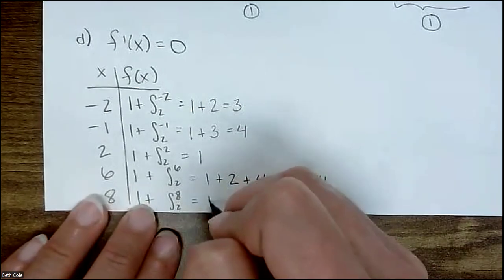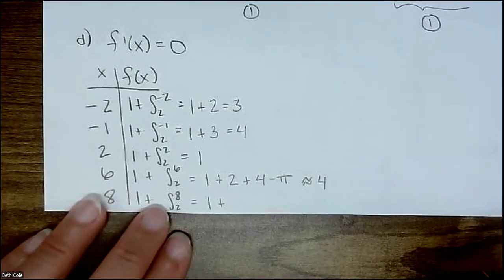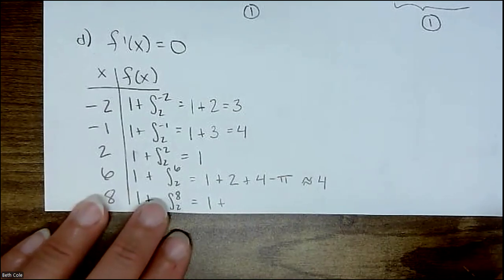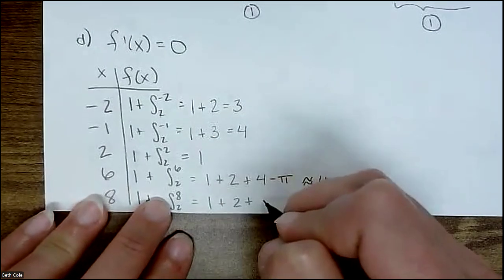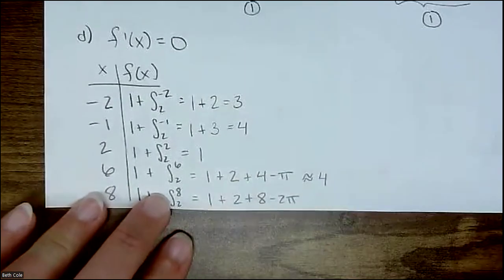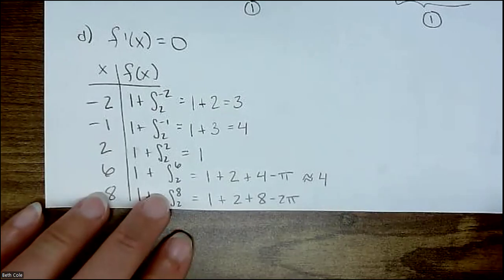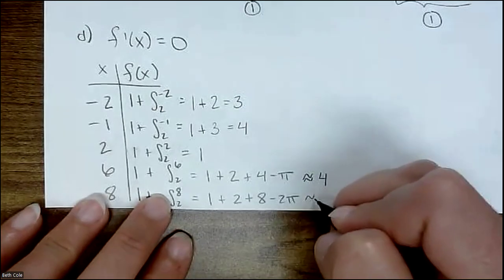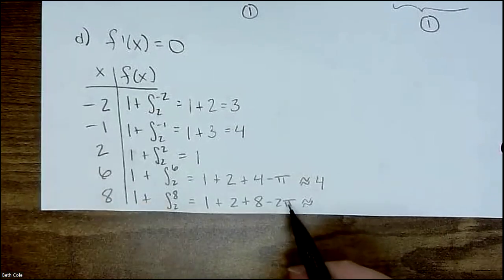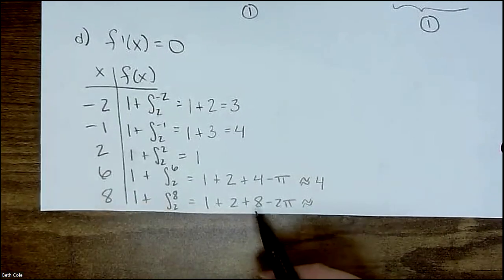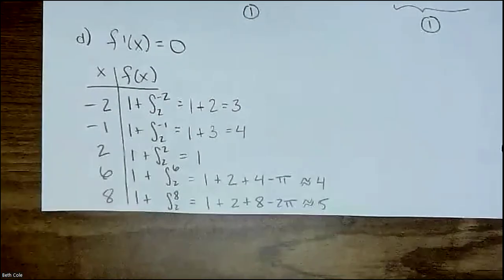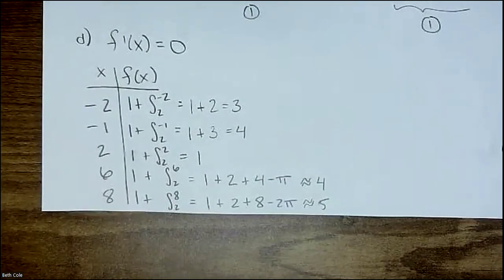All right, and then this one's going to be 1 plus, now you're going to go from 2 all the way to the end. So plus 2 plus 8 minus 2 pi. So again, pretend pi is about 3. This would be minus 6 here. So approximately 5. I forgot what they asked for.